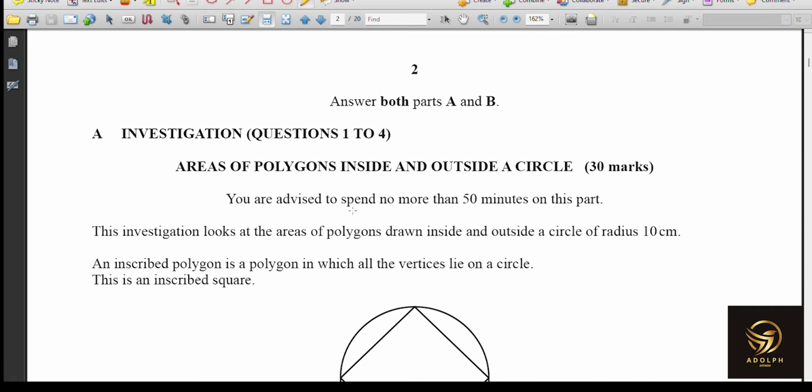This investigation is about areas of polygon inside and outside a circle. You'll be getting 30 marks at maximum and everyone will be getting 30 out of 30. I'm wishing you for that.